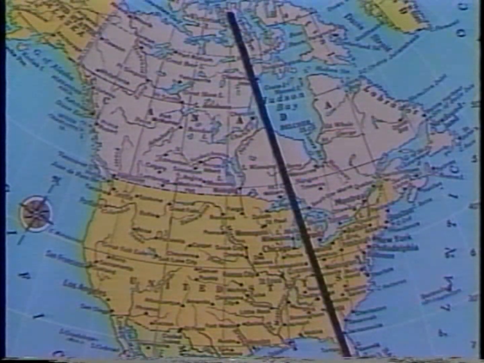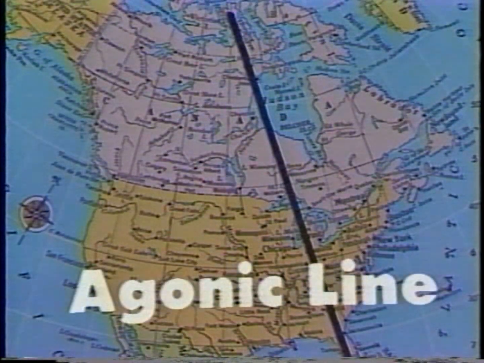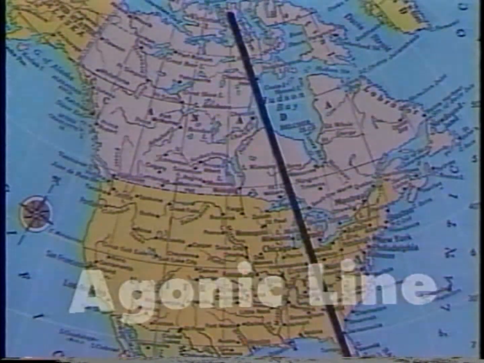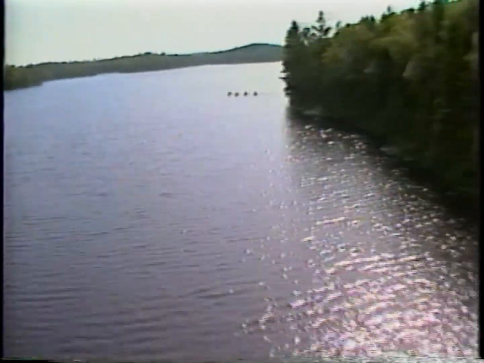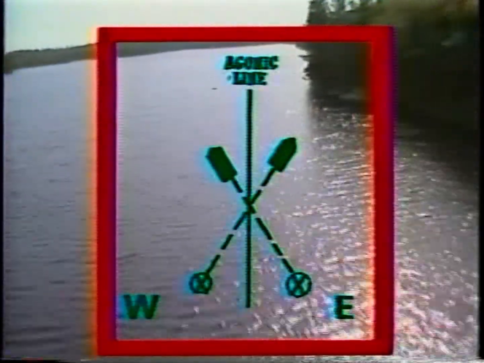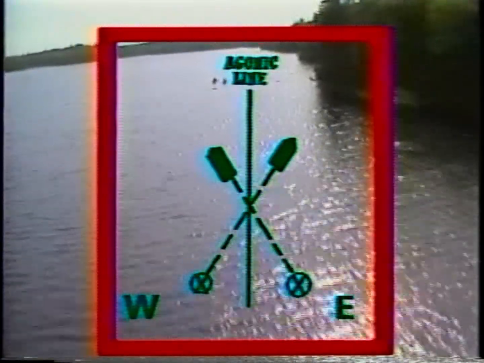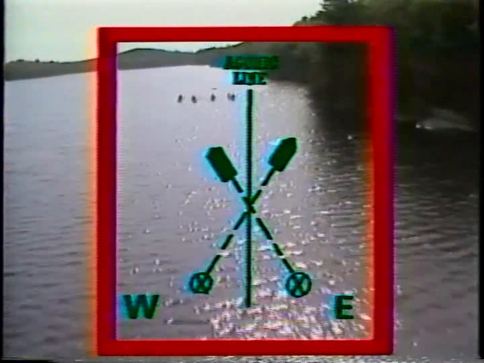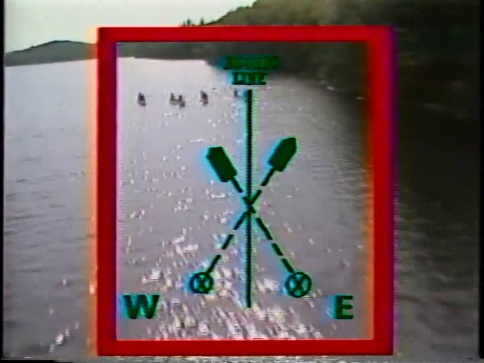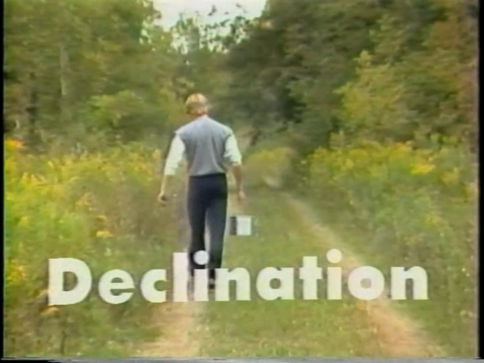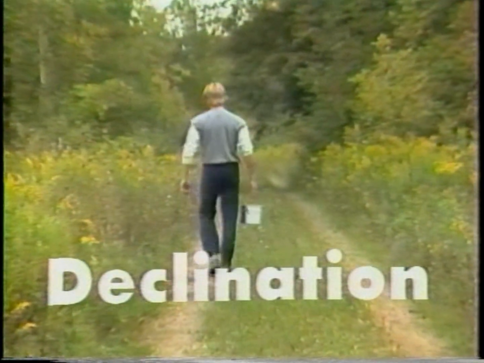In North America, these two directions are the same only along the Agonic Line. This is an imaginary line which runs through Hudson Bay, Lake Michigan, and the state of Georgia. When determining direction at any point west of this line, the magnetic North Pole is east of true north. If east of the line, the magnetic North Pole will be to the west. This variance is referred to as declination.